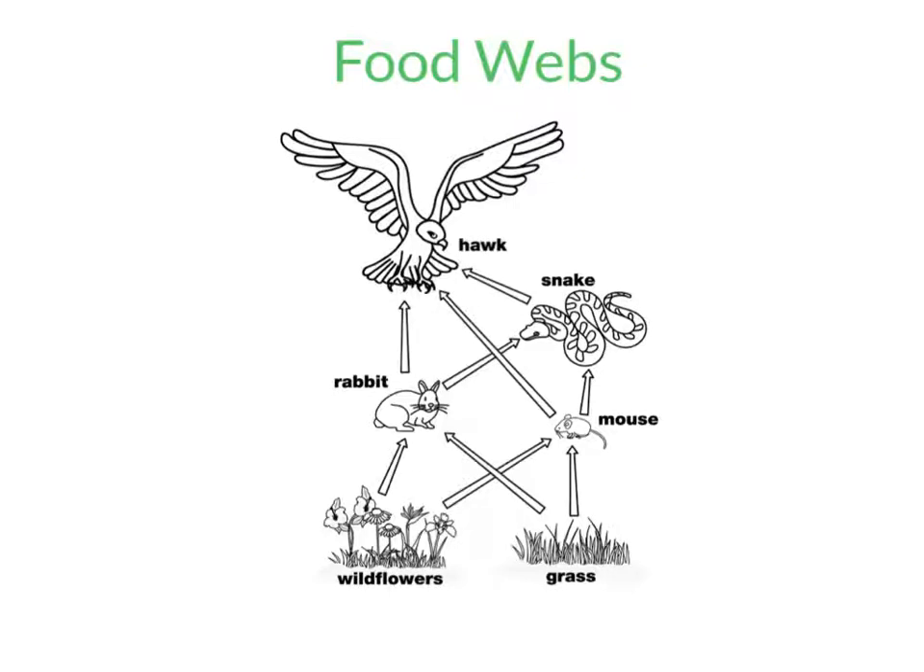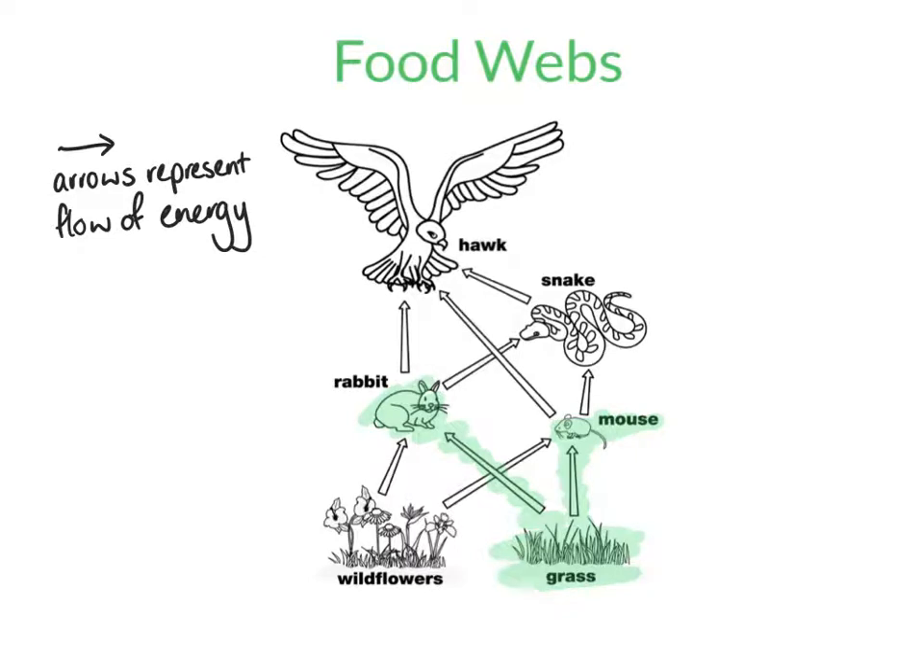So let's have a look at our grass first of all, down at the bottom. So grass is down at the bottom, and what can we see from the arrows? Well, we can see from the arrows that go away from grass that grass feeds mice and that grass also feeds rabbits. So why do the arrows go from the grass to the mouse? Well, if you remember, the arrows represent the flow of energy. So as the mouse eats the grass, energy will be passed from the grass into the mouse.